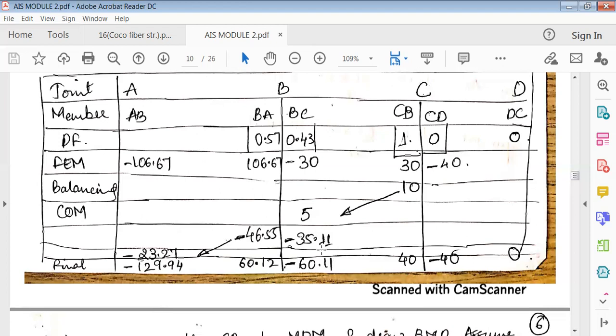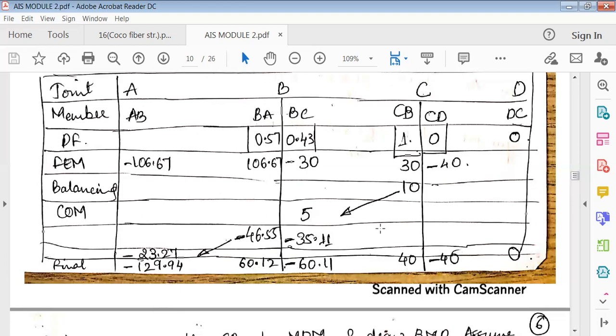Now the check is at B: you're getting joint moments which are equal and opposite. Magnitude is the same, 60.12, but they're opposite in direction. So this is plus, this is minus. Likewise here also it is plus and this is minus. So whatever is done is right.